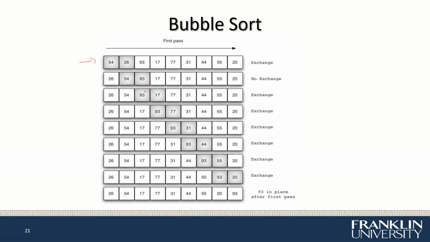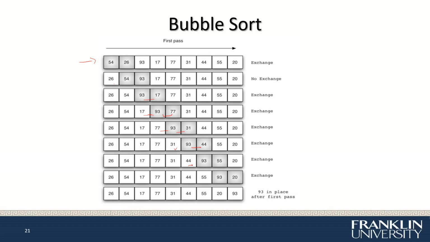And then we compare the next two, 93 to 17. 93 to 17, they are not in order, so they are swapped, as you can see here. And then we compare the next two, 93 and 77, they're not in order, so they swap. Now we compare 93 and 31, they're not in order, so 31 here, and 93 compared to 44, and they are not in order.